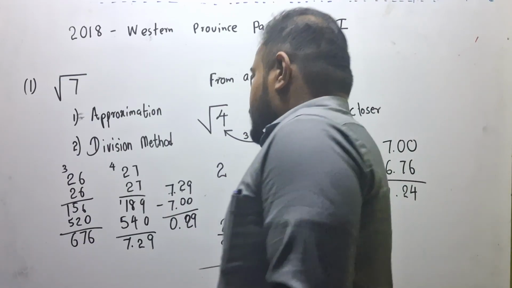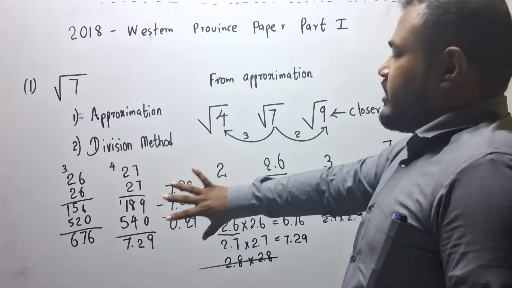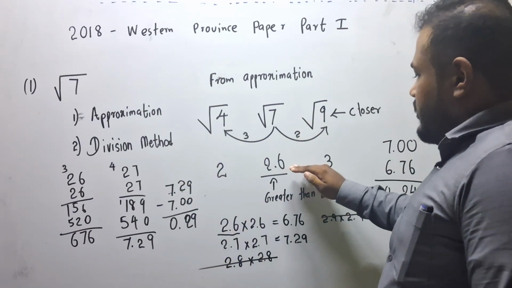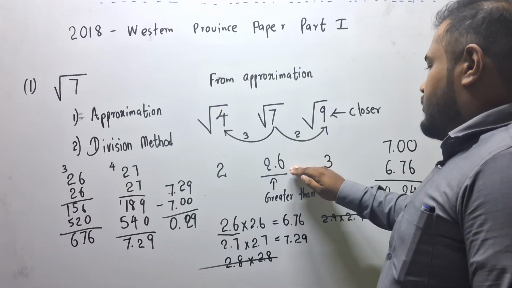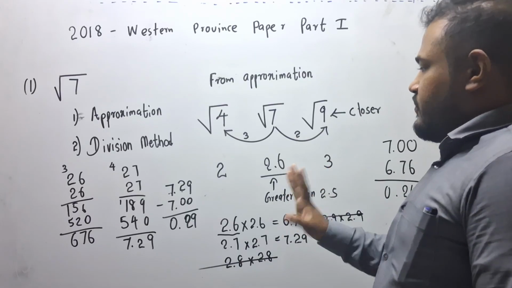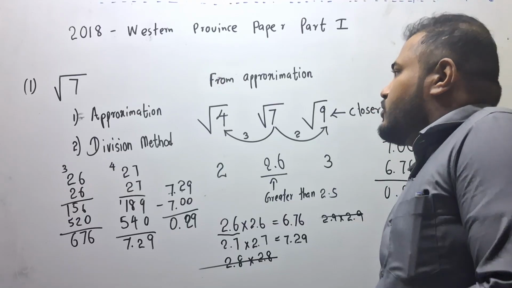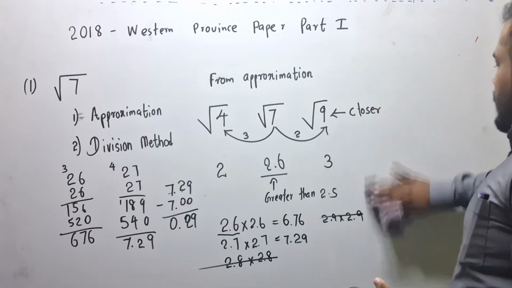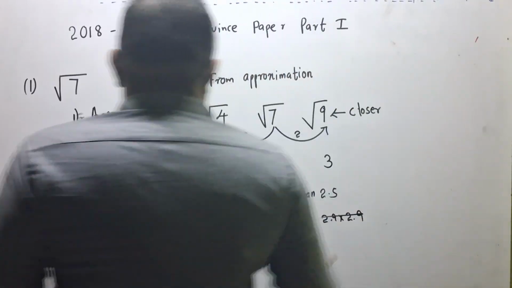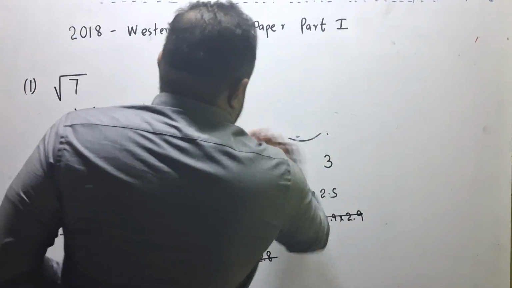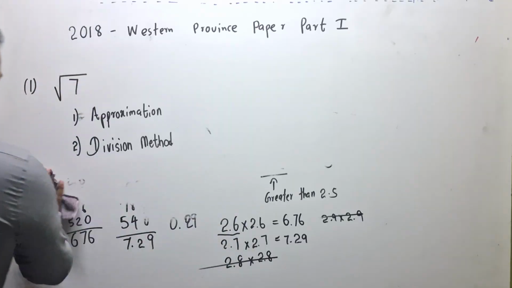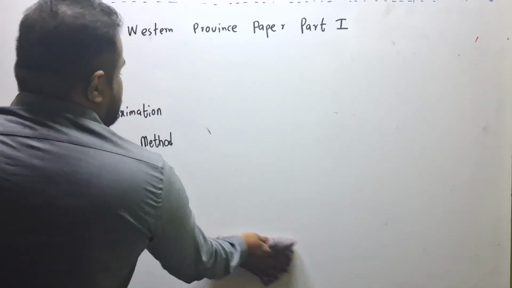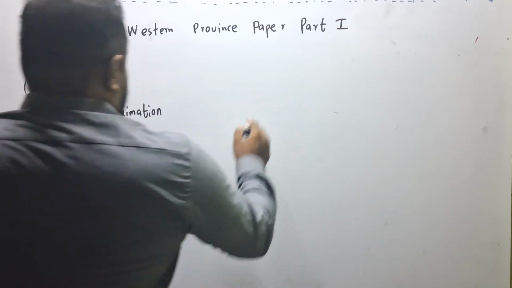But see, we have to do many things to get the value, and that value is not even the correct value. The only thing we can give is the approximated value. So I suggest you use the division method for this question, because they haven't mentioned to use the approximation. Okay, so use the division method.